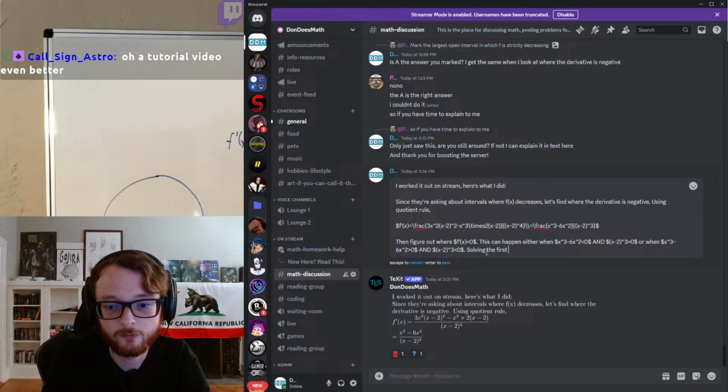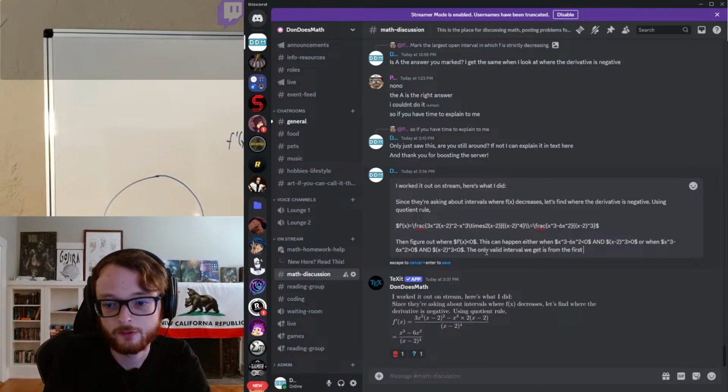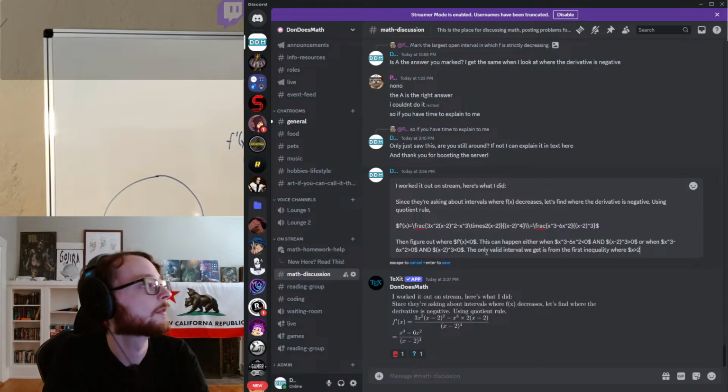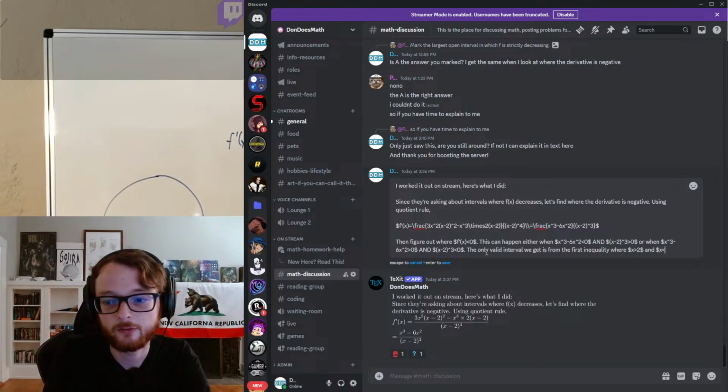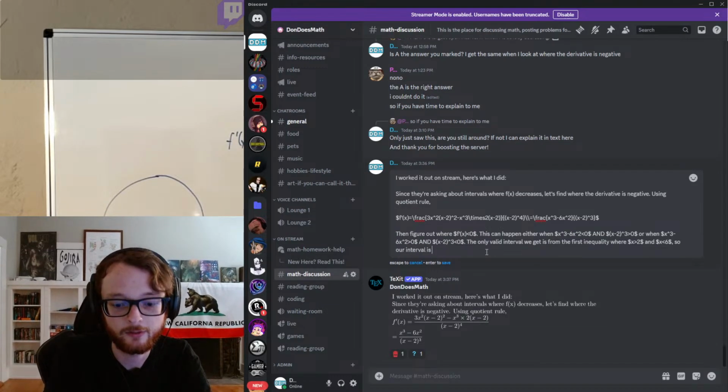Solving the first pair of inequalities, the only valid interval we get is from the first inequality where x is greater than 2 and x is less than 6. So our interval is 2, 6. Okay.